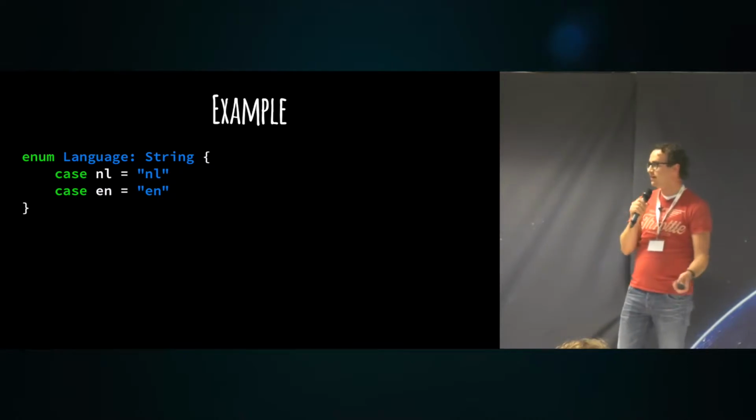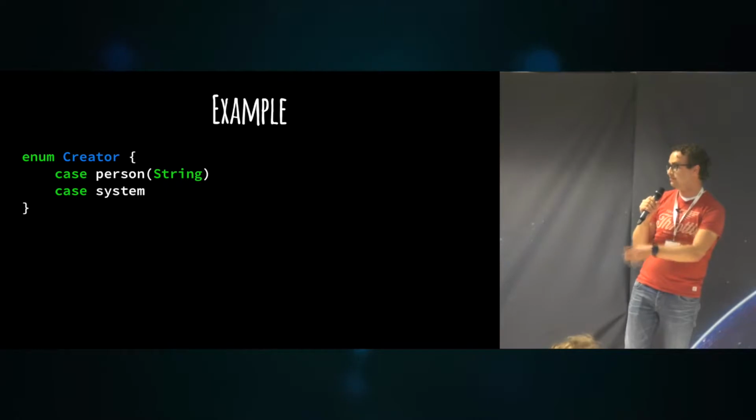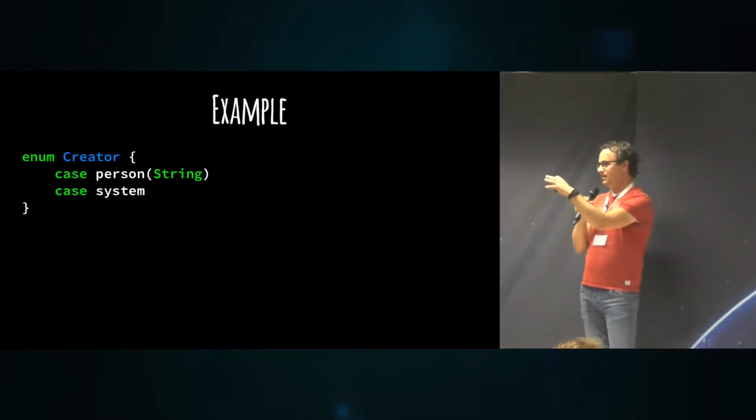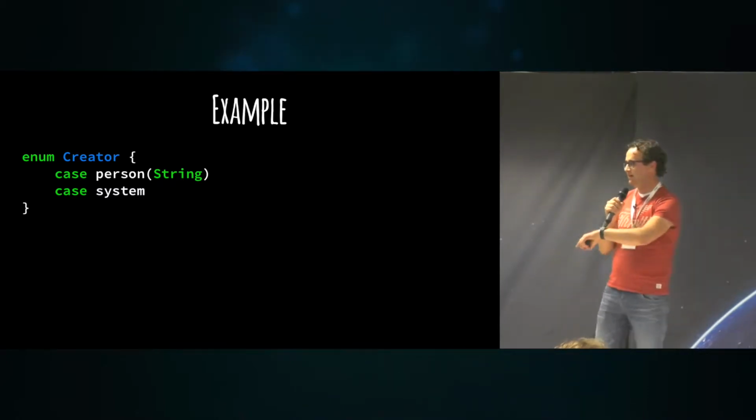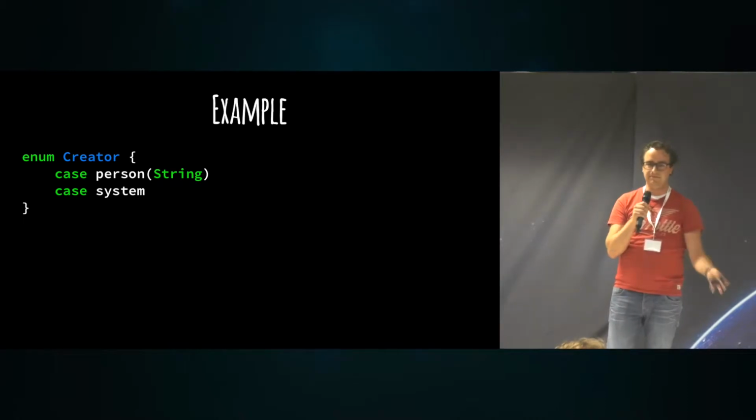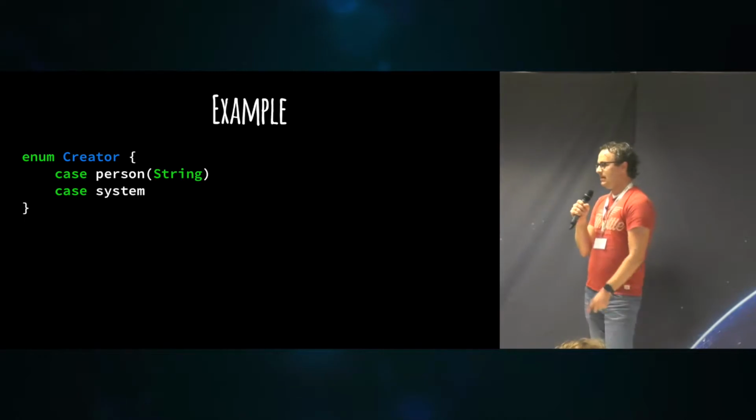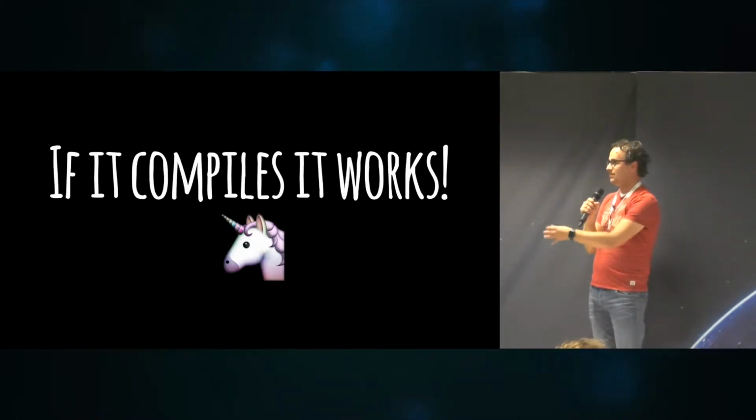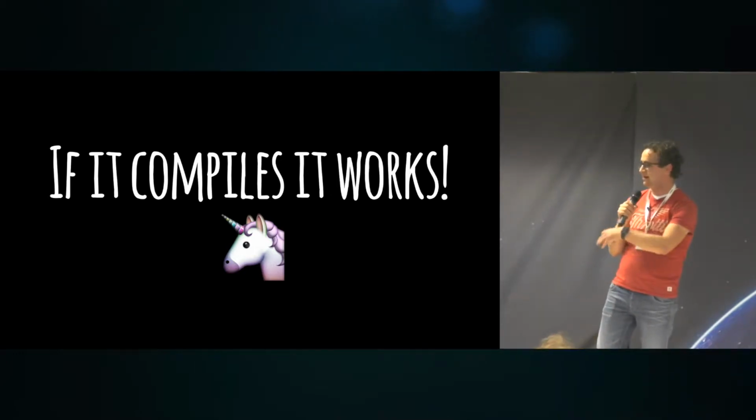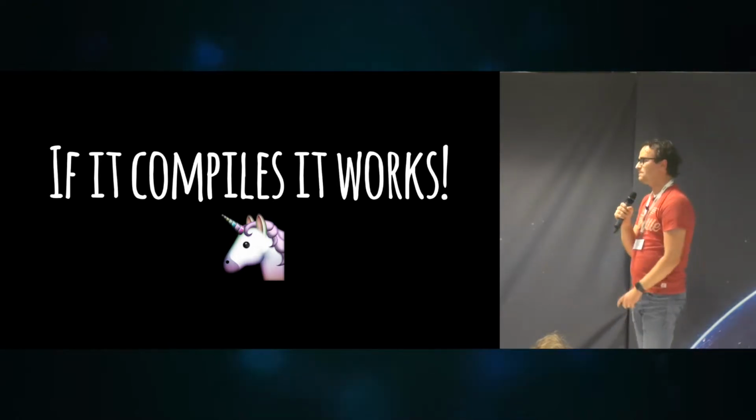That helps us catch errors, and you can be sure you're not getting a totally random string that you can't use as a language. Another example is an enum creator from a project where a thing can either be created by a person, and the string will be its name, or by the system. This makes it really clear what you mean. It can be type checked. You will have compile time errors if you make a mistake. And that's what I like. If the compiler accepts it, it will just run. It will work. I don't have any issues at runtime.